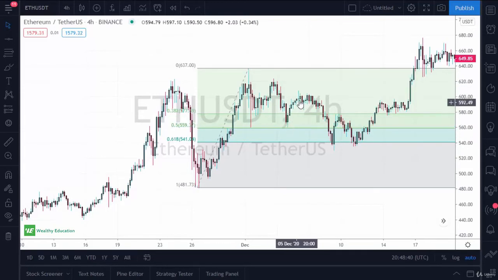We test the 50 again and we bounce, but we don't bounce as high this time. So the market is giving you a second opportunity to get out. Get out. I can't stress that enough.